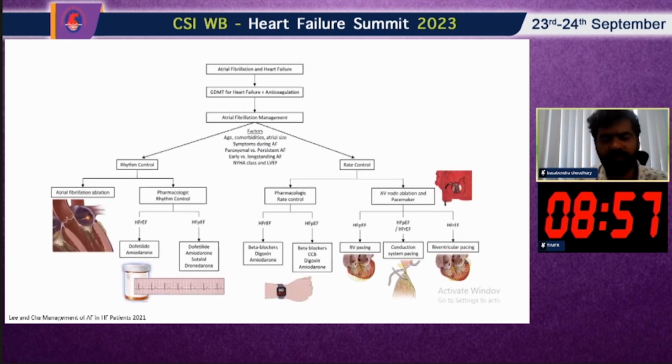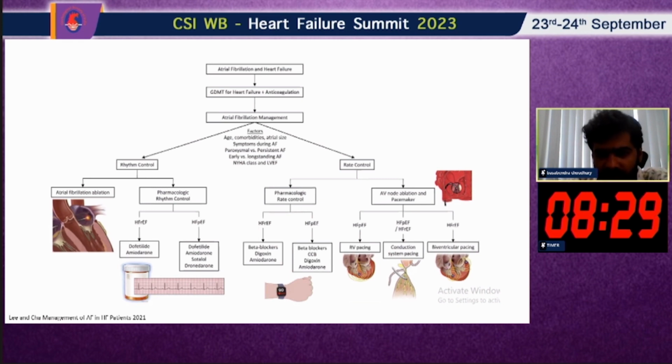So this slide actually summarizes the stepwise approach which we can apply in a patient of AF with heart failure. As we know, GDMT for heart failure and anticoagulation. In certain subsets of heart failure, whatever be the CHA2DS2VASc score, if there is no significant bleeding risk, we should go for anticoagulation. Otherwise, in stable patients, we can look for the CHA2DS2VASc score.